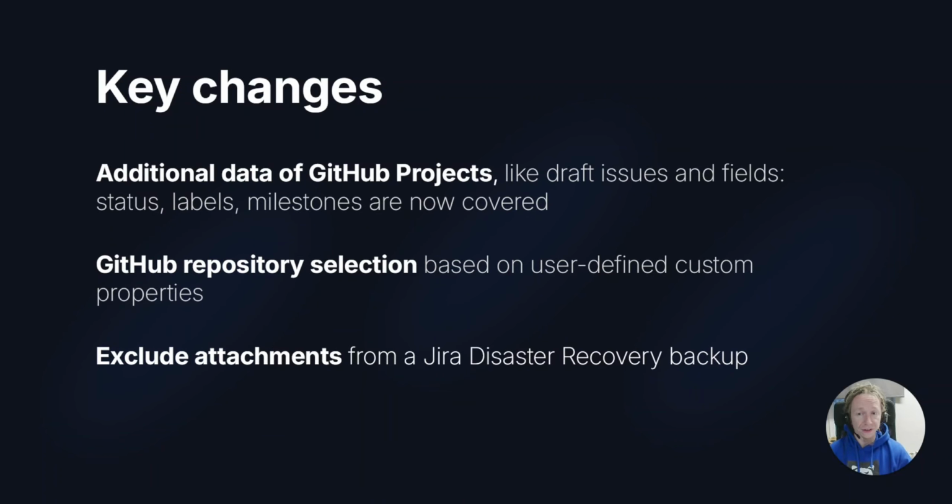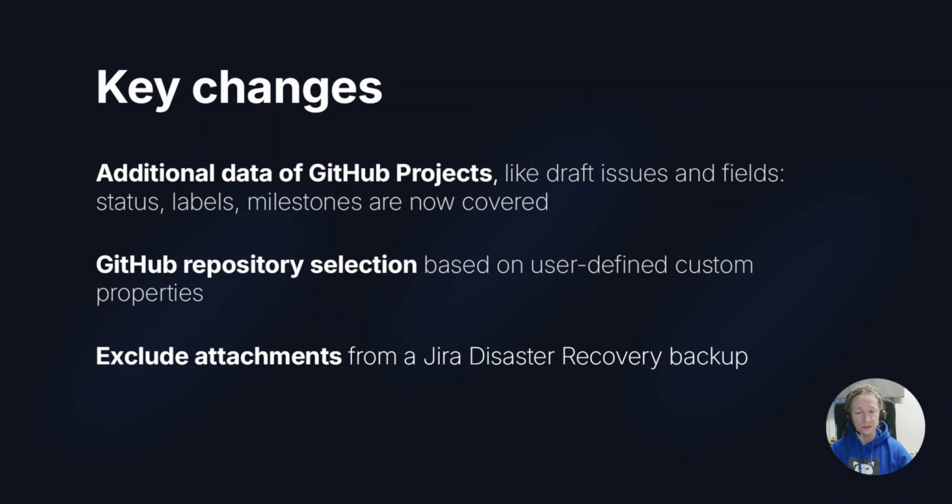We've also added additional data to GitHub Projects backup, like draft issues and additional fields from GitHub Project, like status, labels, milestones. All of these are now covered. We allow you also to select GitHub repository based on user-defined custom property. Just define a custom property on your GitHub organization level, assign value to your repositories, and after that, based on this property and selected value, your repositories are included automatically in a data backup.